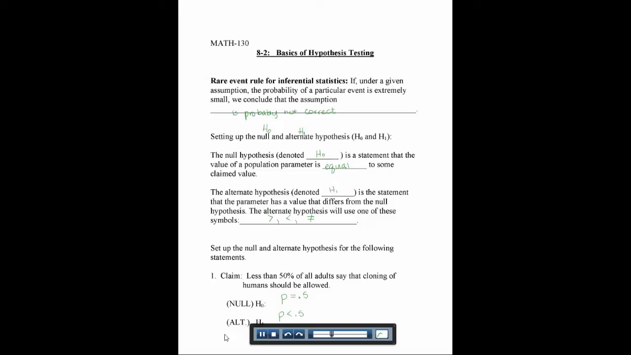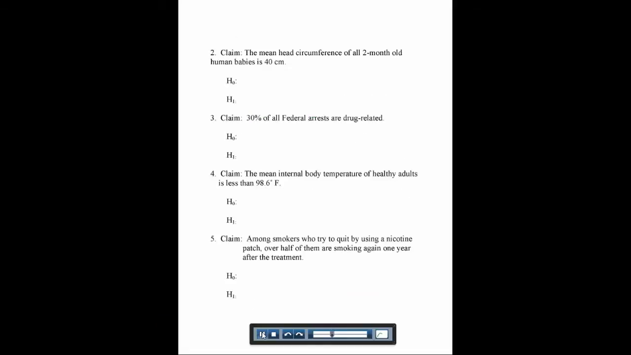Number 2, the claim says the mean head circumference of all 2-month-old babies is, so that means equals, 40 centimeters. Now, since our claim is an equals, the equals always goes in the null hypothesis. So we'd say the mean, mu, is 40 centimeters. And when we've used our claim as our null hypothesis, then the alternate hypothesis is always does not equal the same number.